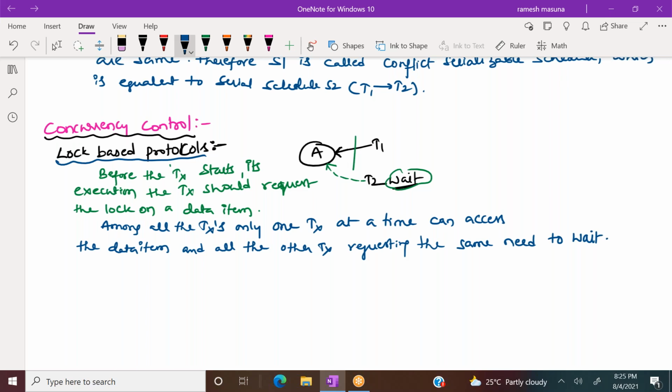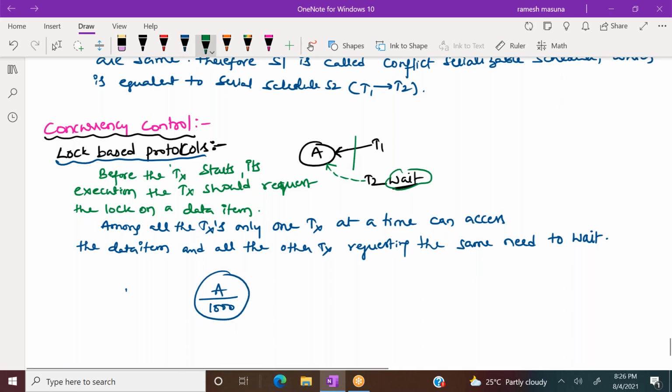That means if transaction 1 acquires the lock, it lets transaction 1 complete its execution. Once the transaction completes, then transaction 2, if it is waiting for A, can take a lock and continue. That's what I told you, an example of my father's and my brother's transactions. Right, this is my account A. Account A has 1,000 rupees.